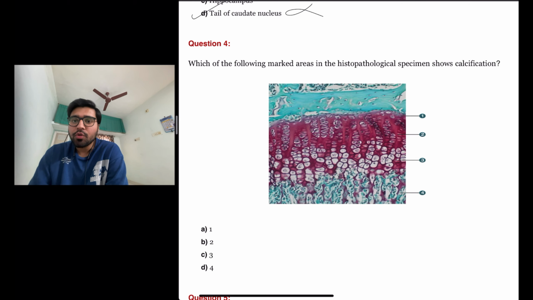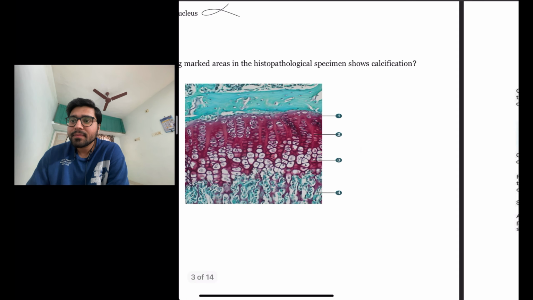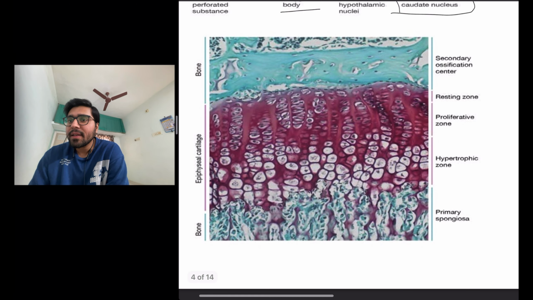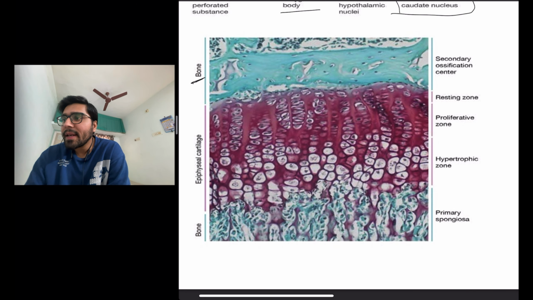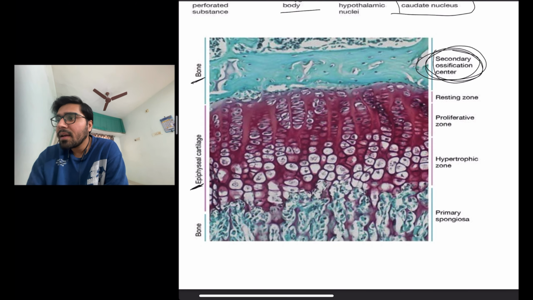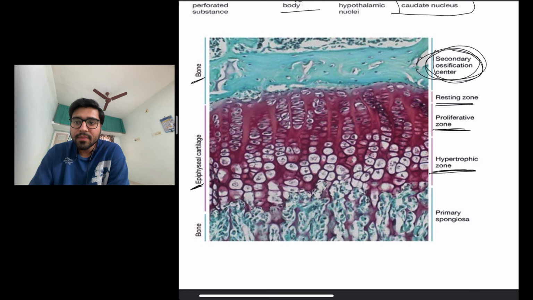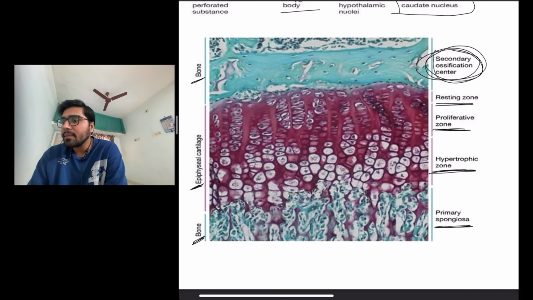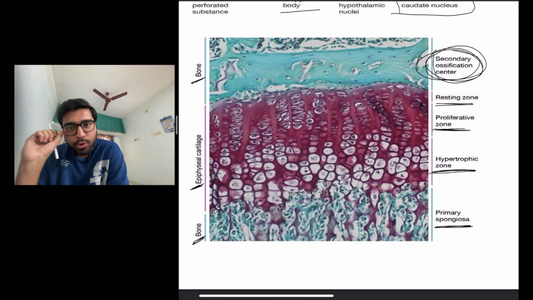So we have to first label this figure and then we can conclude what area is showing the calcification. This is the figure of cartilage. So this is the labeling of this figure. This is actually the bone area of secondary ossification center. Then this one is epiphyseal cartilage. This one is resting zone. Then it is proliferative zone. Then this is hypertrophic zone. This one is bone, and it is showing the primary spongiosa.